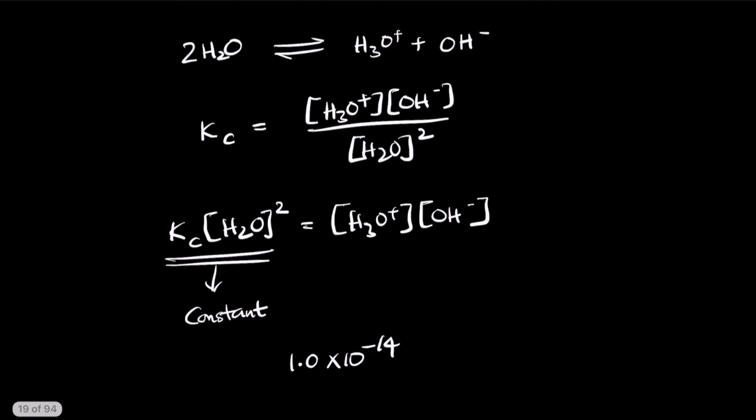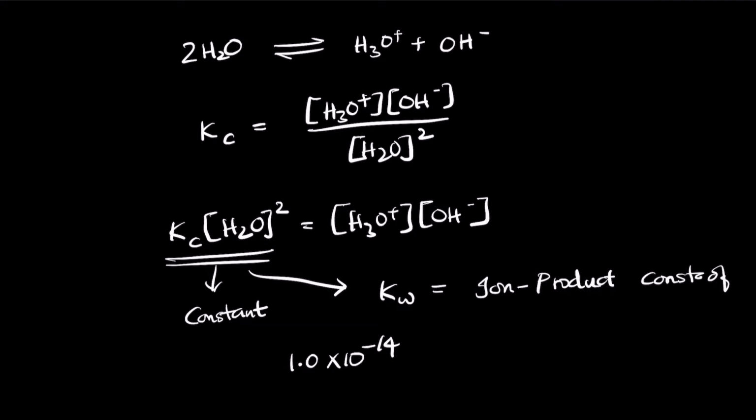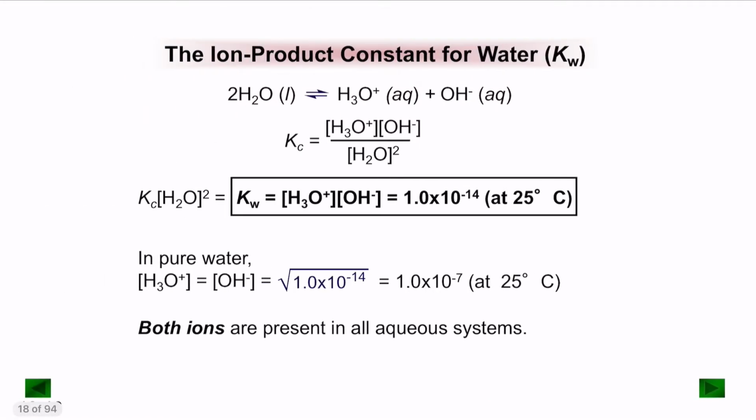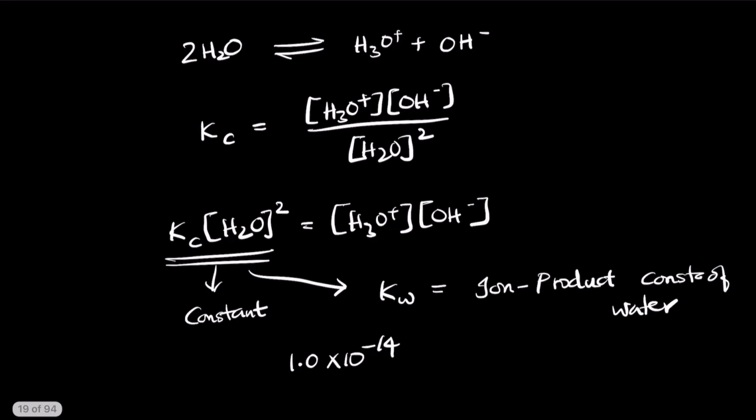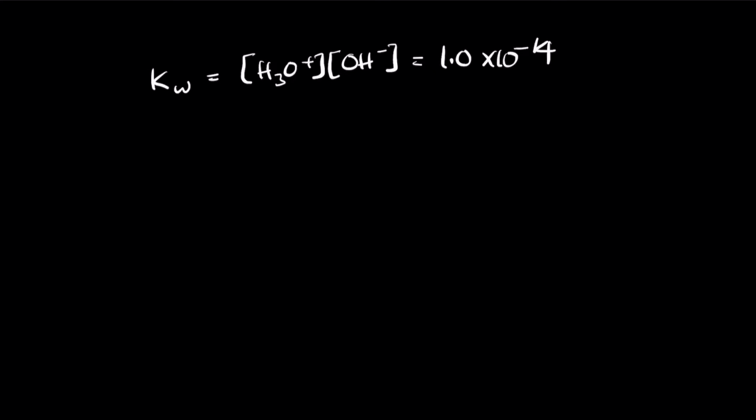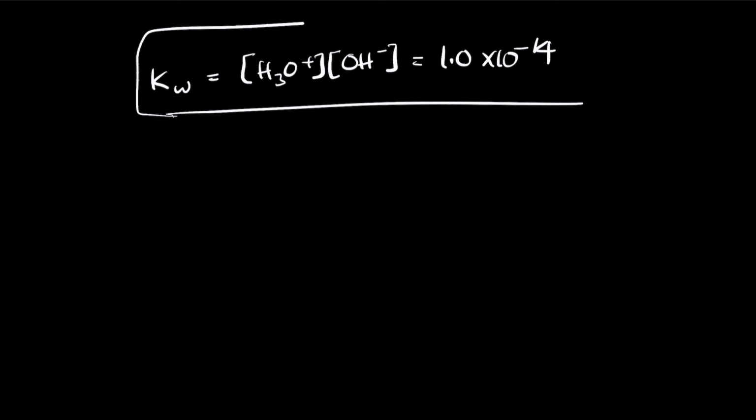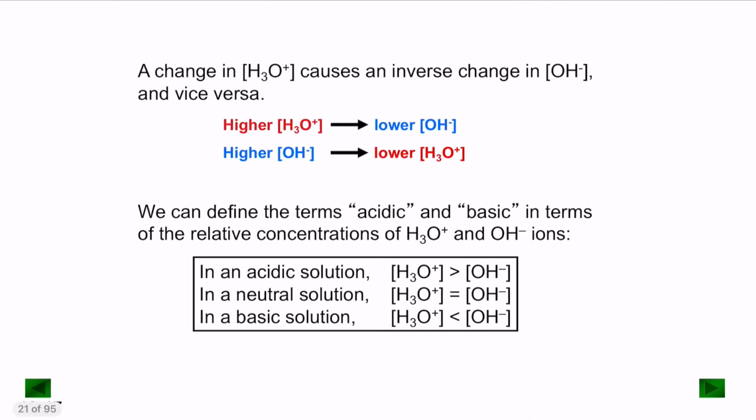This value here is called Kw. It's also called the ion product constant of water. So from this we can write that Kw equals H3O plus times OH minus, which is equal to 1.0 times 10 to the power negative 14. This here is the ion product constant of water.